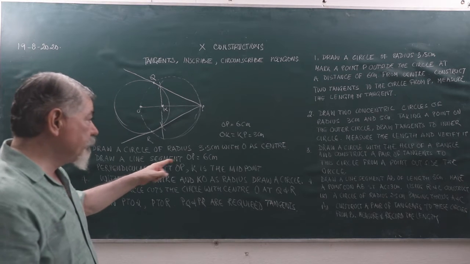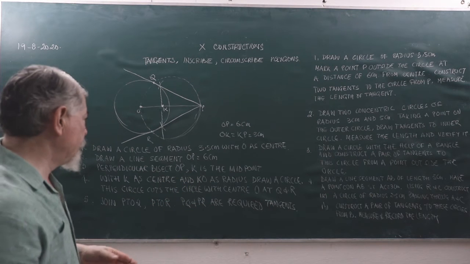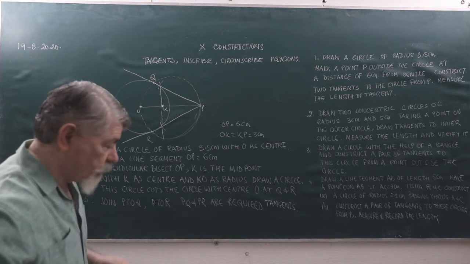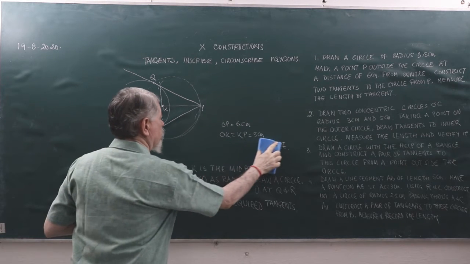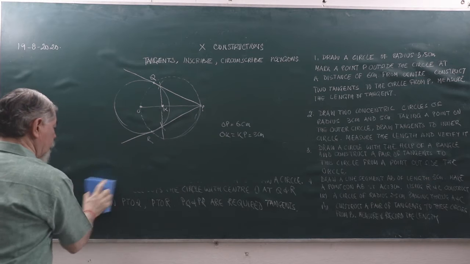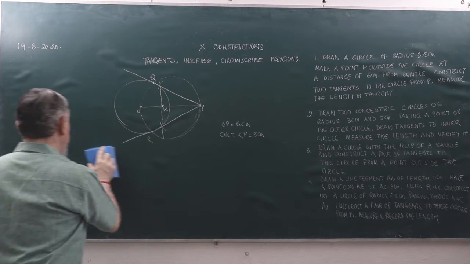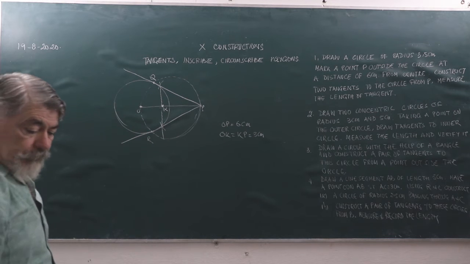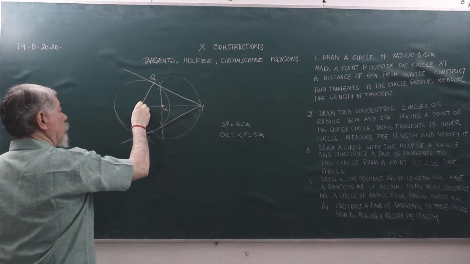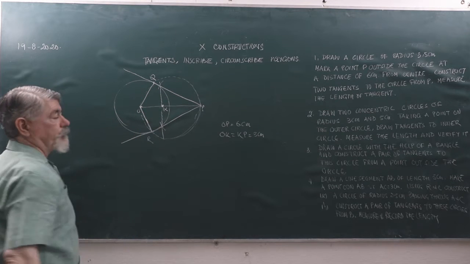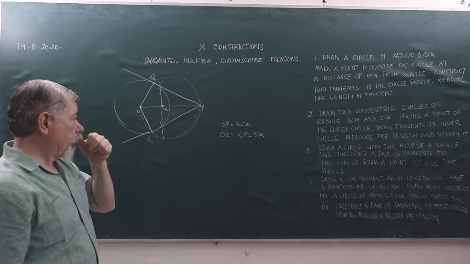Now I am going to rub this off because I also want to prove what I am talking about. Now if I join Q to O and O to R, I join O to Q and O to R.